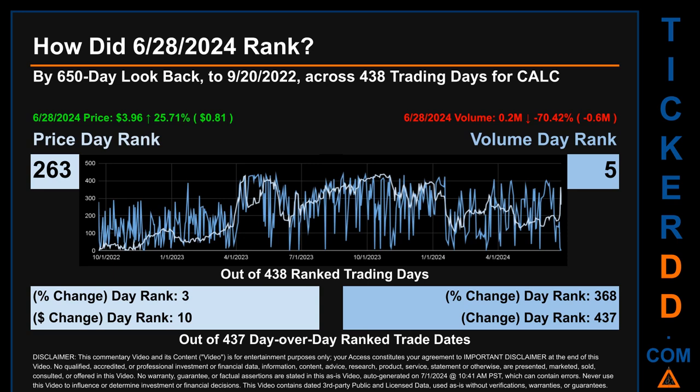The price's day-over-day percentage change, jumping 25.71% on June 28, 2024, had a day rank of 3 while its dollar difference of 81 cents had a rank of 10 when compared day over day across 437 trading days. Volume's percentage change and difference were ranked respectively at 368 and 437.